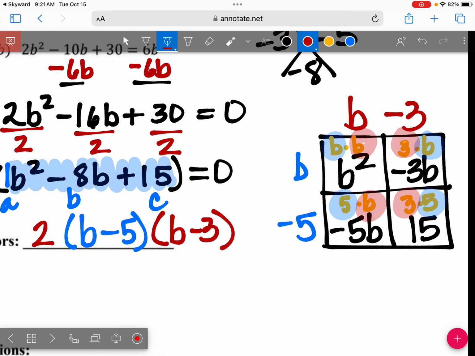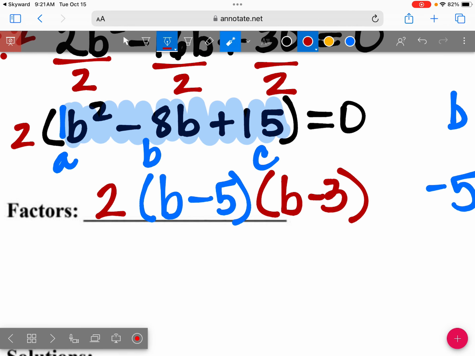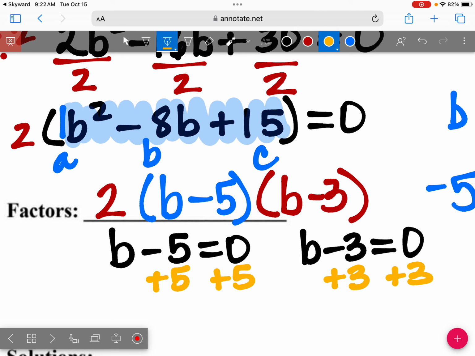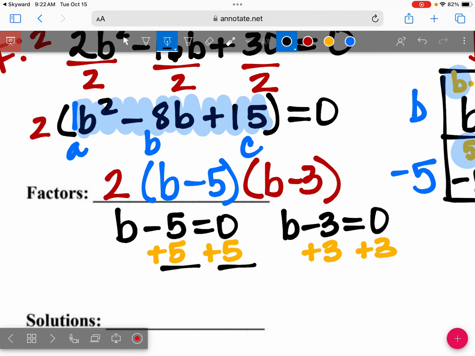Your last step will be to set all factors equal to 0. But notice how this first factor does not have a B. So I don't need to set this equal to 0. We only have to set these two equal to 0. So B minus 5 equals 0, B minus 3 equals 0. The factor has to have a variable in it in order to give you a solution. So I'm going to add the 5. And then I'm going to add the 3. So my two solutions would be B equals 5 and 3.